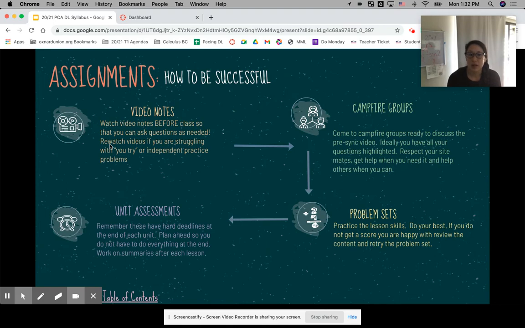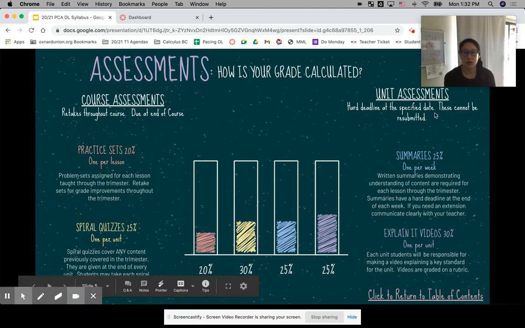Okay, so our assignments are broken up into video lessons and then small groups and then your problem sets, which we'll do in My Math Labs or Delta Math, and then unit assessments. So let's go ahead and talk about what those unit assessments are.